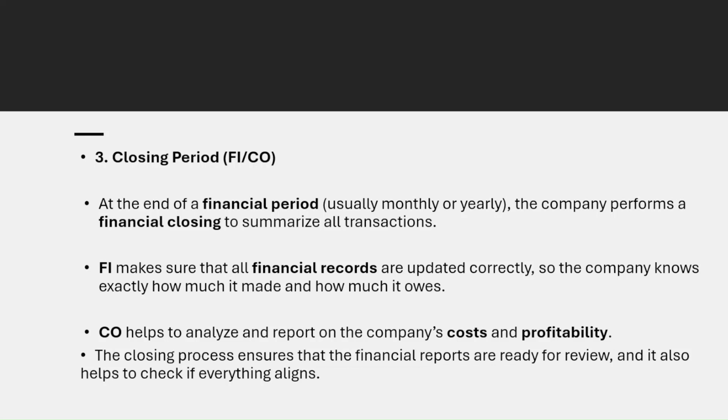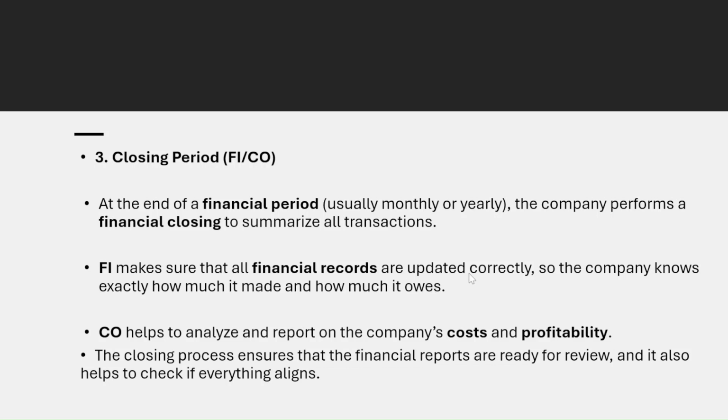Third step is the closing period. We are closing the periods at the end of the month, and at the end of the year we are closing the financial periods. In FICO we do it by using T codes MMRV, MMPV and OMSY. We use these T codes for closing the period. At the end of the financial period, usually monthly or yearly, the company performs a financial closing to summarize all the transactions. So in FI, we make sure that all financial reports are updated correctly.